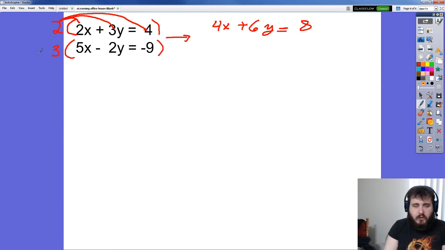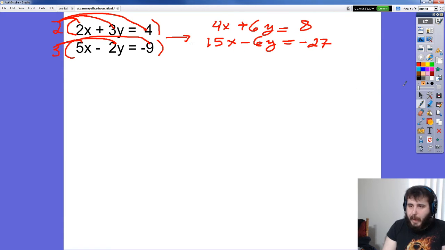Let's do the other one now. Times 3 to everything. So I'm going to multiply the 3 here, here, here. Everything's got to get scaled up the same, right? 3 times 5 is 15 minus 3 times 2 is 6 equals 3 times negative 9 is negative 27.